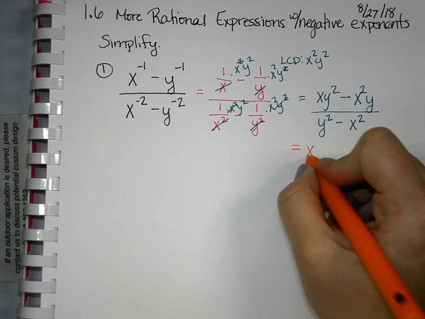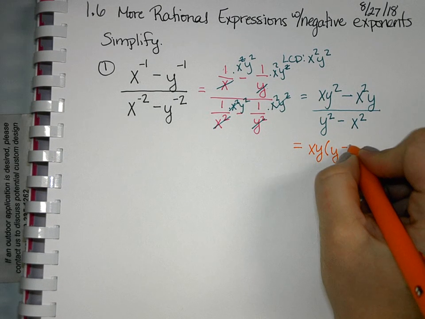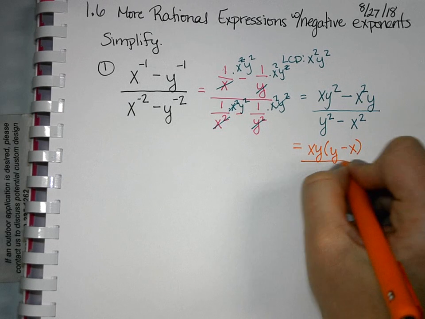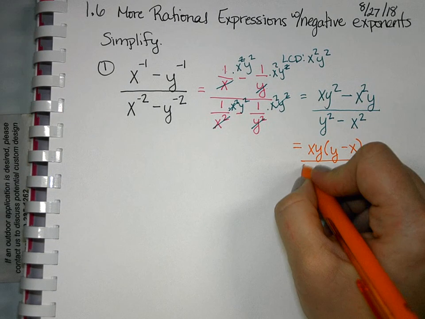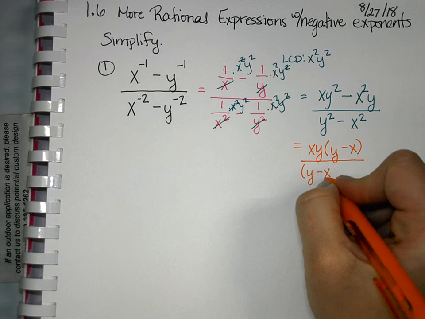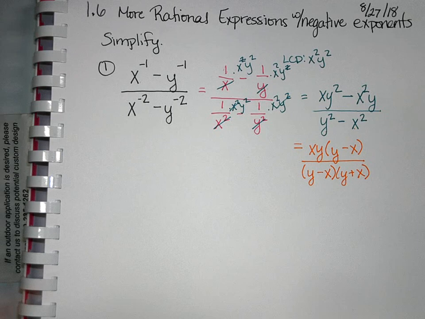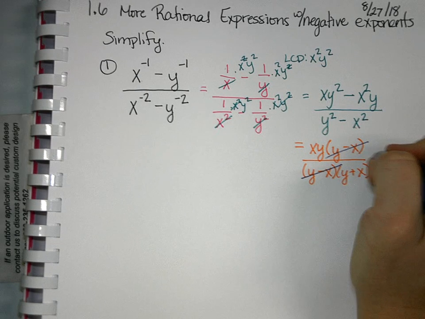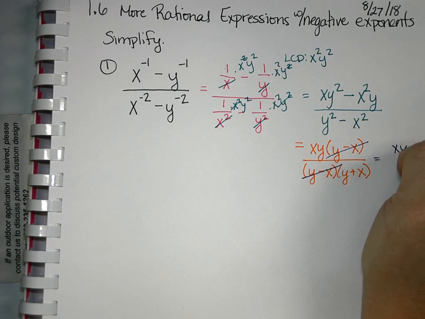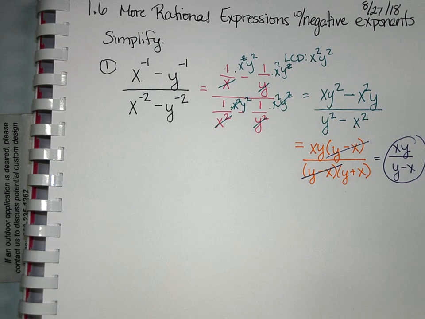So we have x y as a GCF on top, leaving me with y minus x inside the parentheses. On the bottom I have a difference of squares, so y minus x, y plus x. Here is where I notice I have a polynomial that I can cancel out, giving me x y over y plus x as my final simplified answer.